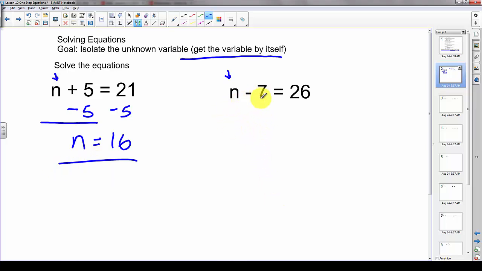In this equation, we have a subtraction of 7. To undo a subtraction of 7, or to get the 7 away from the left side of the equation and get n by itself, I have to add 7 to both sides. 7 minus 7 goes to 0, so I have n on this side, and I have 26 and 7, or 33 on this side. So once again, I've solved the equation.